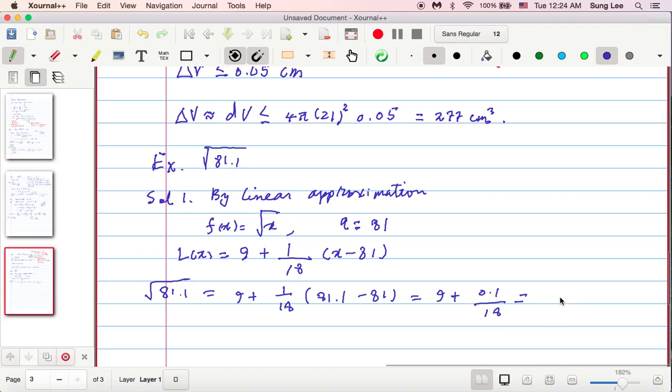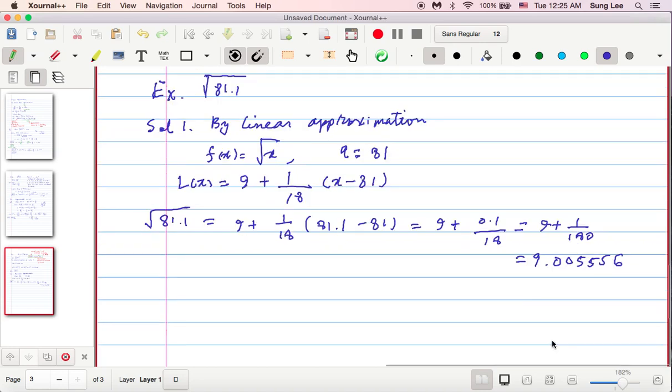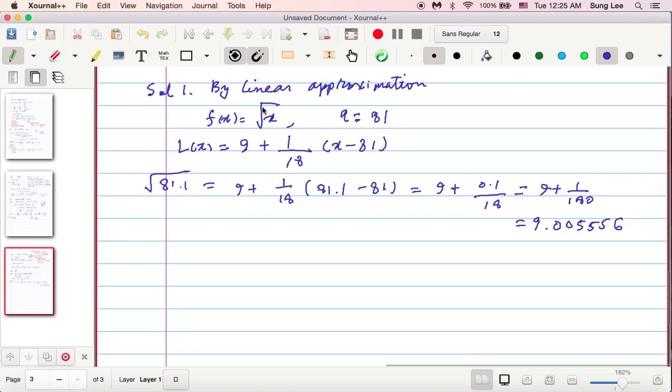So that's going to be 9 plus 1 over 180, and that's approximately 9.00555. Actually the 5 continues, but I'm going to just round it, so 9.0056, okay? All right, so that's the approximation we obtained.